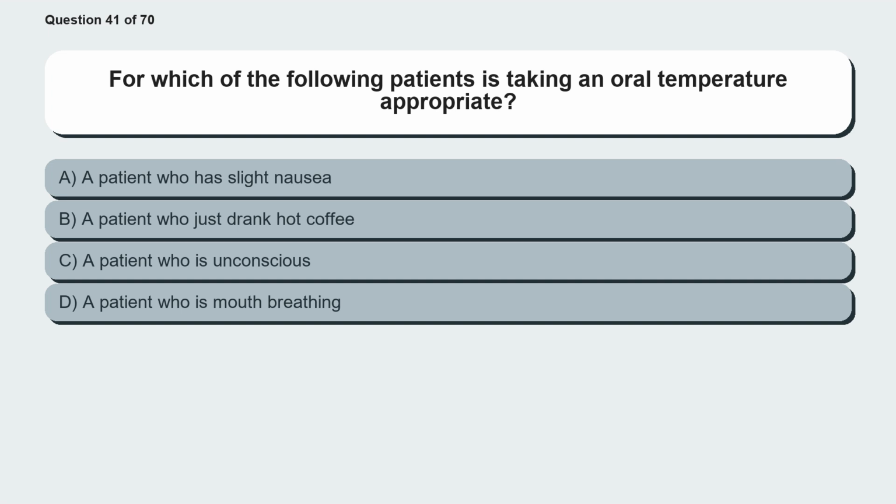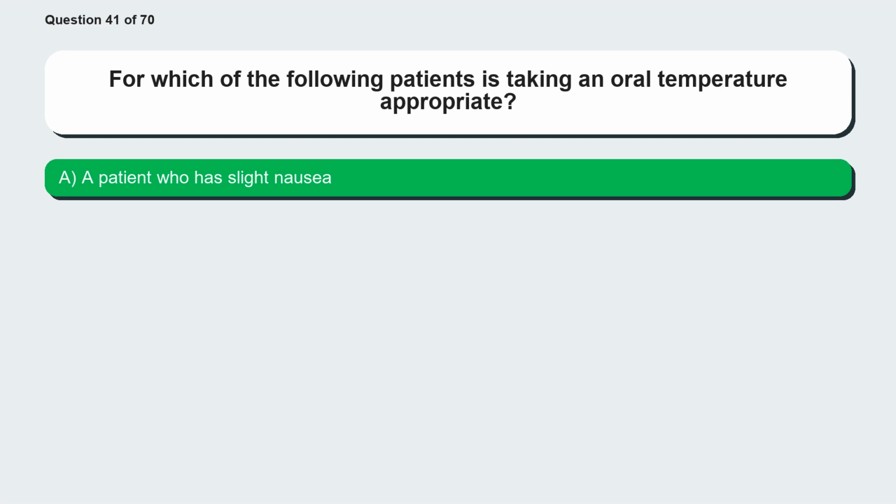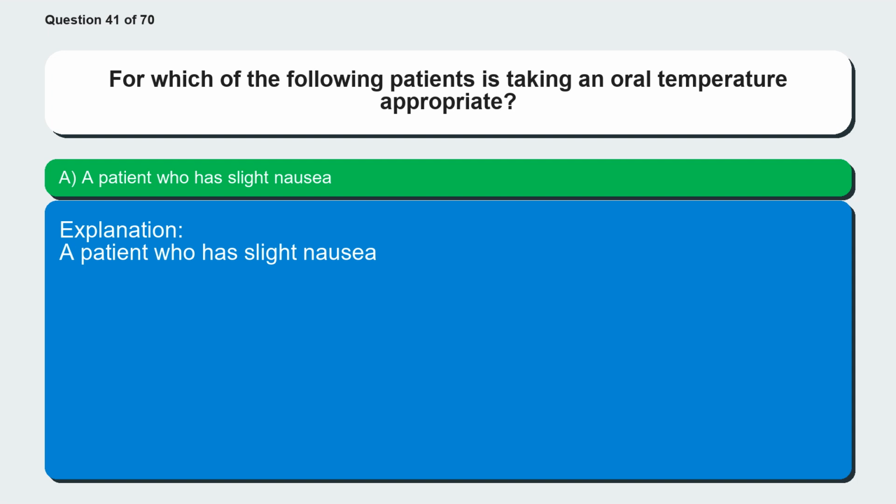Question 41. For which of the following patients is taking an oral temperature appropriate? Option A, a patient who has slight nausea. Option B, a patient who just drank hot coffee. Option C, a patient who is unconscious. Option D, a patient who is mouth breathing. The correct answer is option A, a patient who has slight nausea.